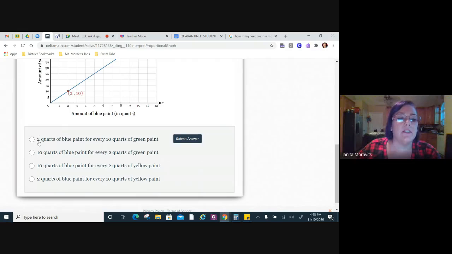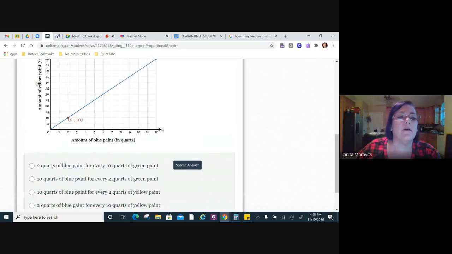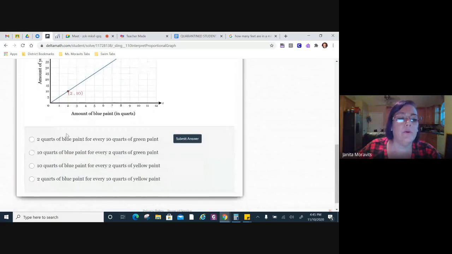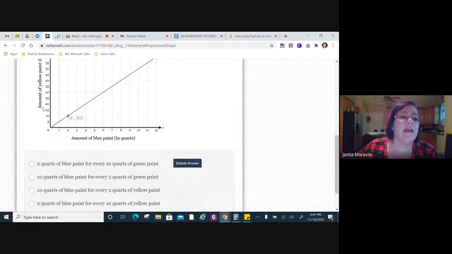So let's look, this is 2 quarts of blue paint for every 10 quarts of green paint. No, because this is yellow paint. So we're looking for blue and yellow. All right, so this is 2 quarts of blue, but it's not green. This is 10 quarts of blue, so that's too many, and that's 10 quarts of blue. But right here we have 2 quarts of blue paint for every 10 quarts of yellow paint.